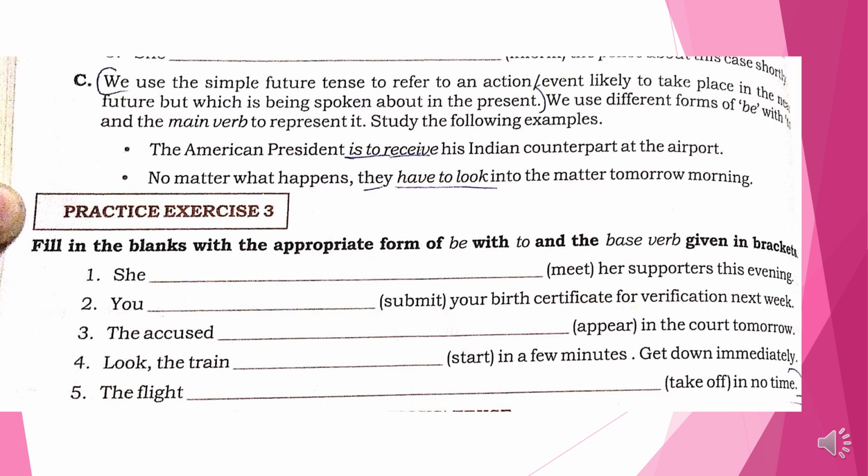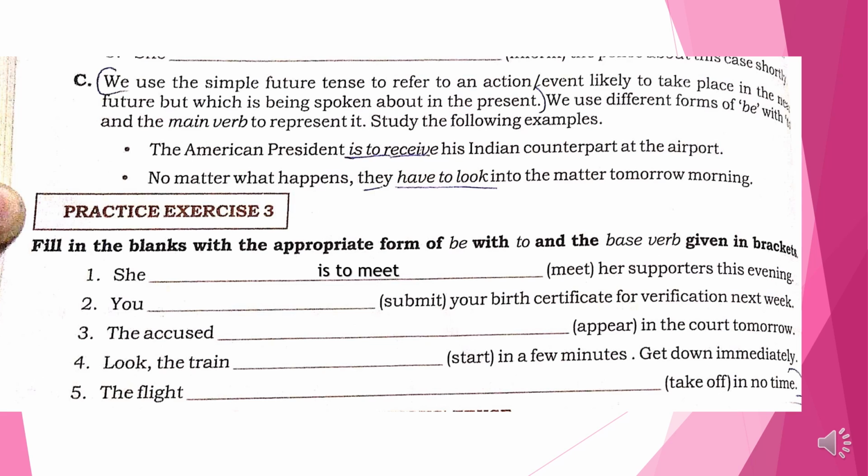Now let us do one exercise related to this point. Fill in the blanks with the appropriate form of be with to and the base verb given in the brackets. First one, she dash meet her supporters this evening. Children, here we have to use the is to form, or form of be with the to and the base verb. So subject is she, so we have to use the word is. Then to and base verb. So answer is to meet. She is to meet her supporters this evening.